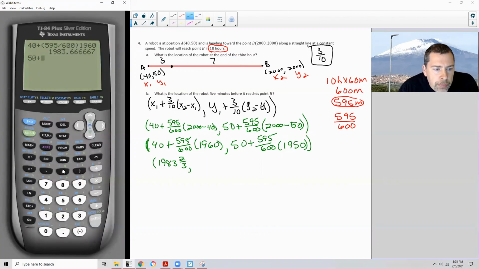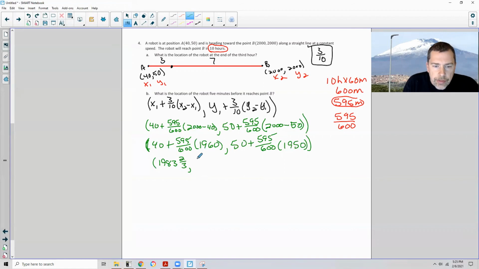50 plus parentheses 595 divided by 600, close parentheses, and it's 1950. And that gives us 1983 3/4. Okay, 1983 3/4. So there is the location 5 minutes before it gets to 2000.